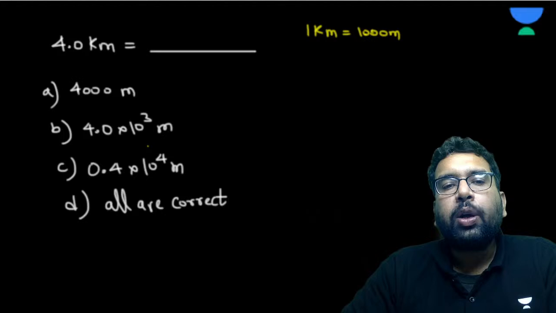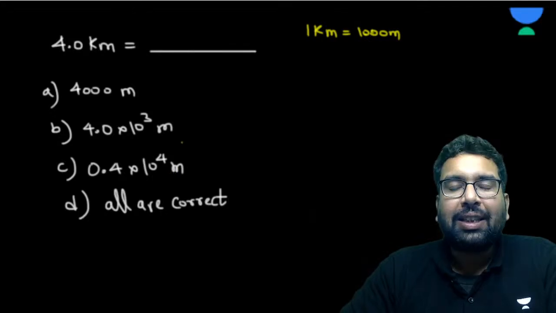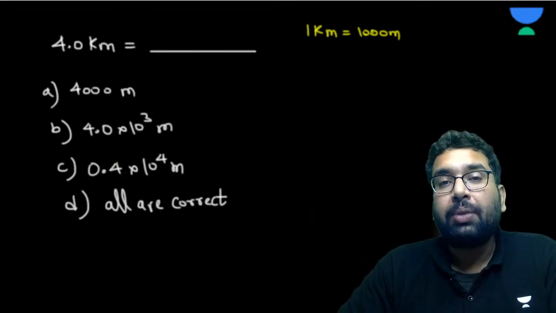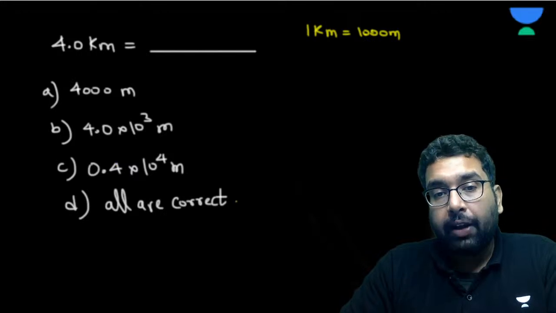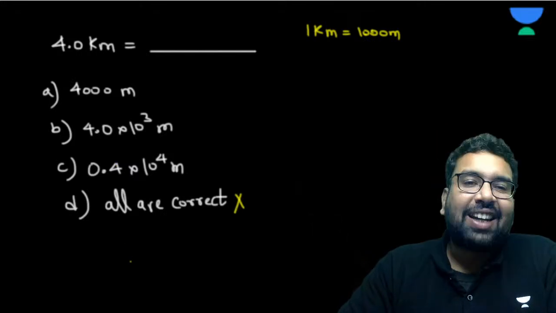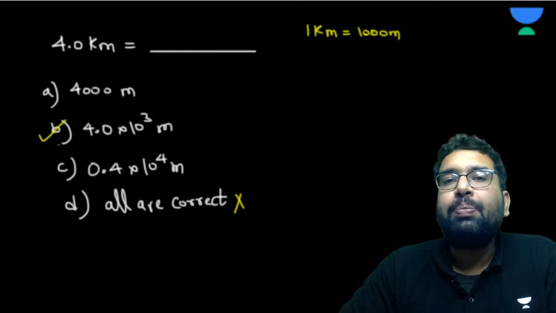That means 4.0 into 10 to the power 3 meters must be correct. 0.4 into 10 to the power 4 meters is also correct, because it seems to you that these are all the same thing, and we answer all are correct, which is the wrong answer. The right answer is the B option.